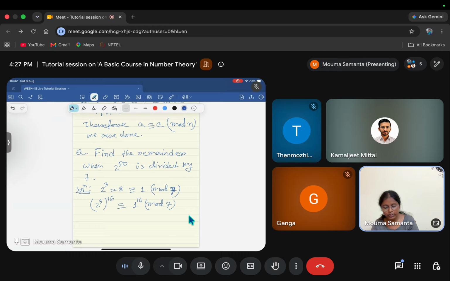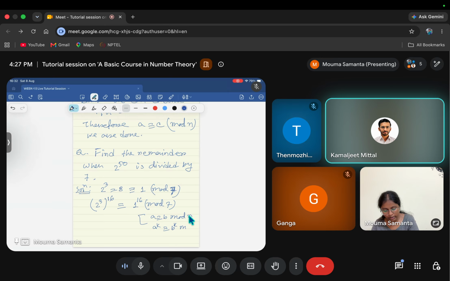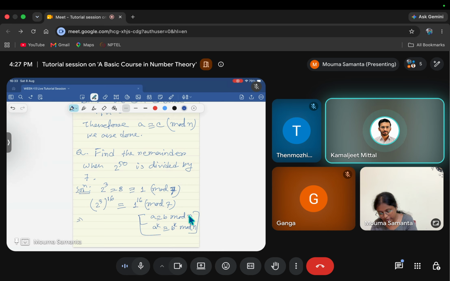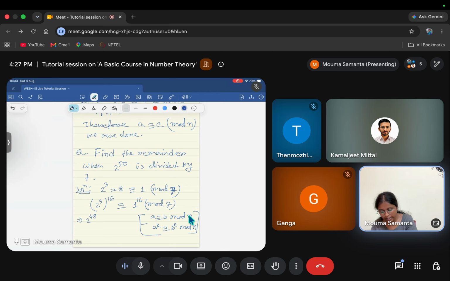What is the theorem we are using here? We are using: if A is congruent to B mod n, then A power k is congruent to B power k mod n. This is exactly the theorem we are using. So therefore 16 times 3, that is 2 power 48, is congruent to 1 mod 7. If you multiply both sides by 2 square, then you will get 2 power 50 congruent to 1 into 4 mod 7.